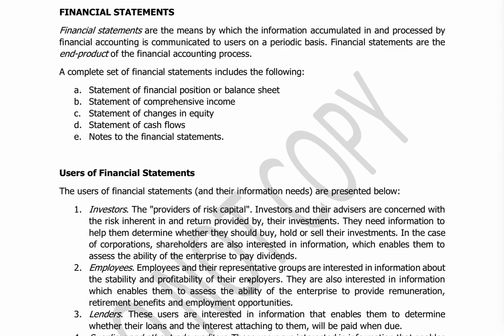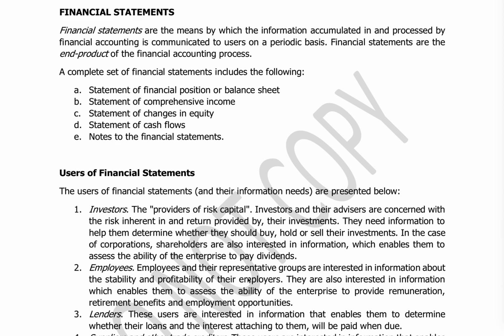equity. Next, statement of cash flows. Statement of cash flows is the financial statement that shows the movement of your cash for a specific period. So, makikita mo dun yung inflow ng cash, kung may mga natanggap kang pera, saan nanggaling yung pera.